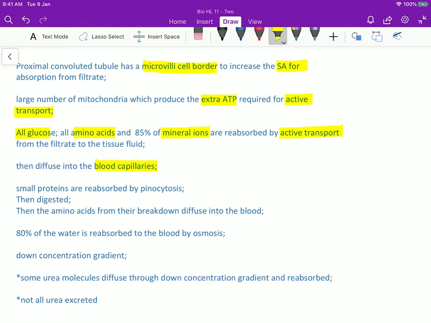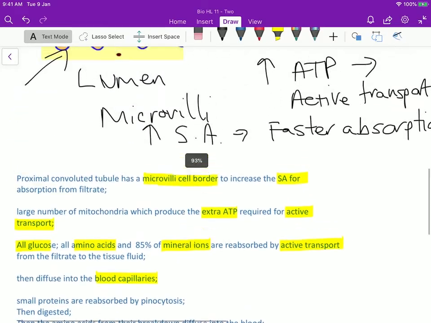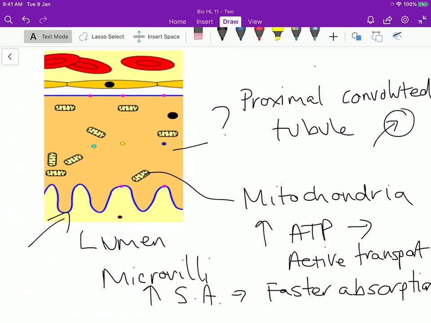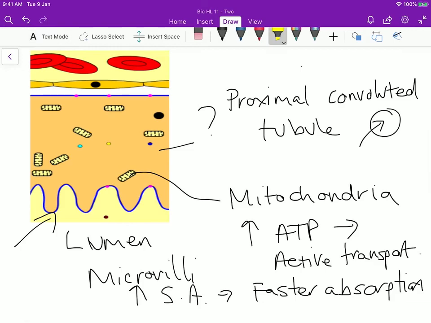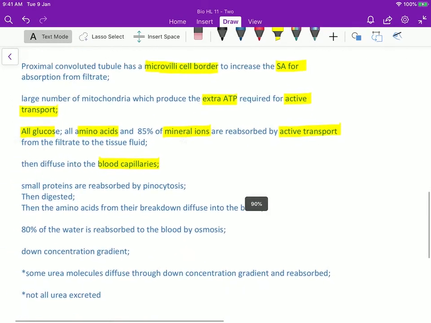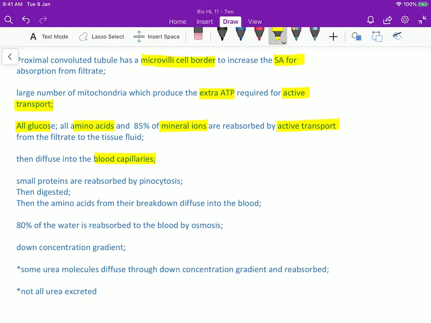So the tissue fluid was the small gap. If we look up here, the tissue fluid is this section here. It's this area between, because between a capillary and a cell is tissue fluid. So we've got small proteins absorbed by endocytosis, in particular pinocytosis, digested into amino acids and back into the blood. 80% of the water via osmosis, down the concentration gradient. And then these high-level statements that not all the urea is actually reabsorbed.